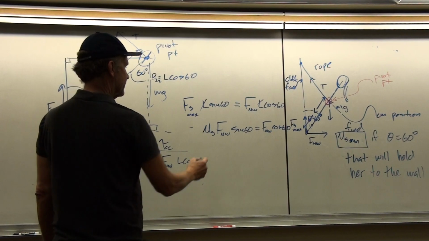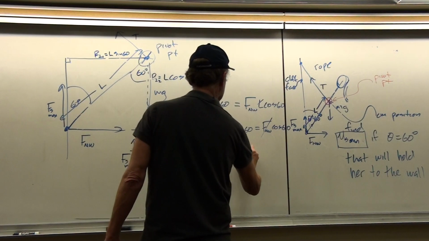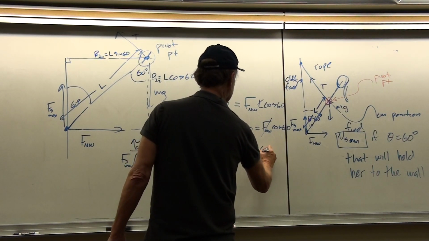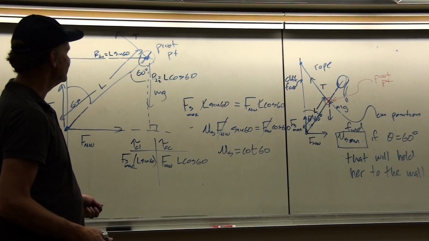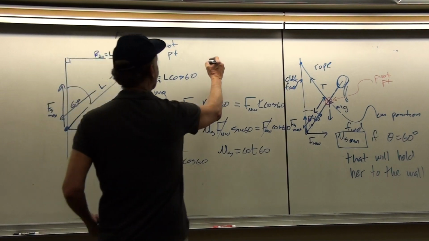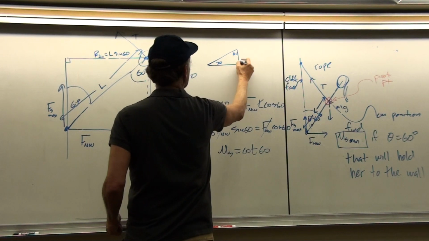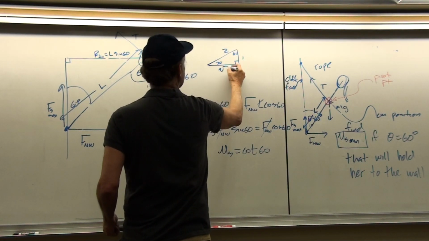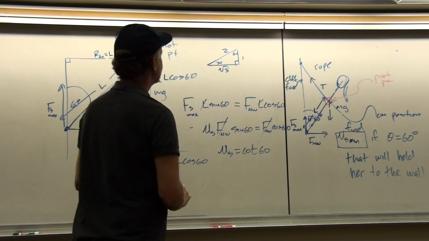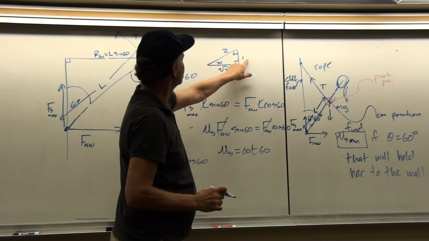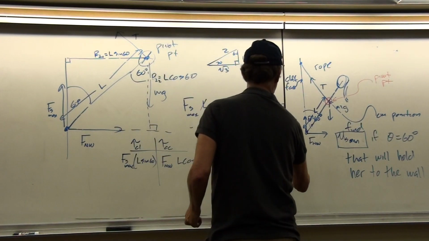We can cancel out the F normal walls, and we can say that mu s is equal to the cotangent of 60 degrees, cosine over sine. And so that's it. That's the solution. It's equal to the cotangent of 60. So what in the world is the cotangent of 60? Well, let's draw our 30, 60, 90 right triangle. This is 1, 2, root 3. Tangent of 60 would be square root of 3 over 1, opposite over adjacent. So the cotangent would just be the reciprocal of that, which is 1 over root 3.